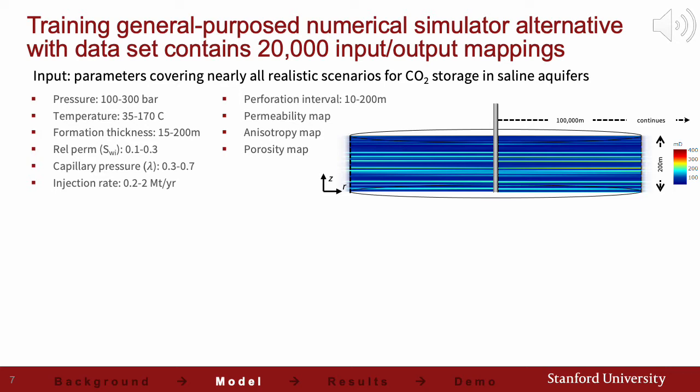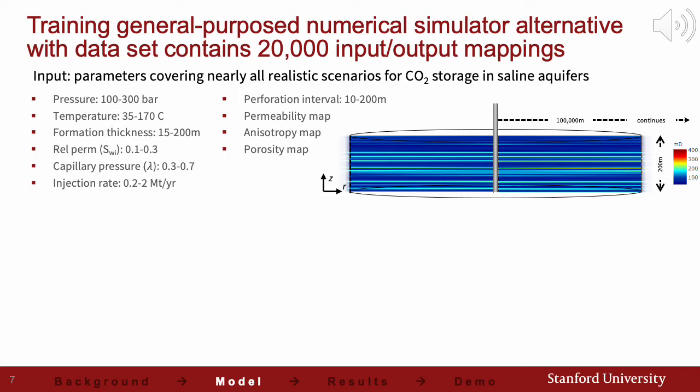Similarly, we can sample each of these parameters listed on this slide. For example, temperature, formation thickness, relative permeability, capillary pressure. We know what kind of rock that we will probably inject to, and also we have an idea of what kind of injection rate and perforation interval is possible in real life.